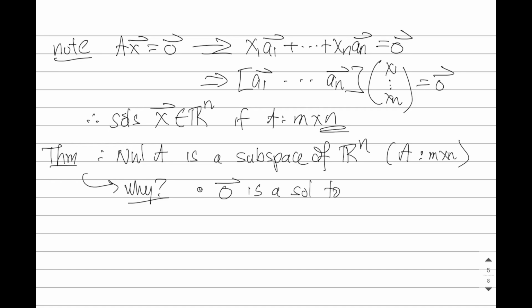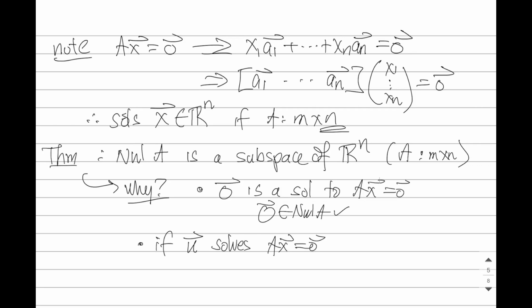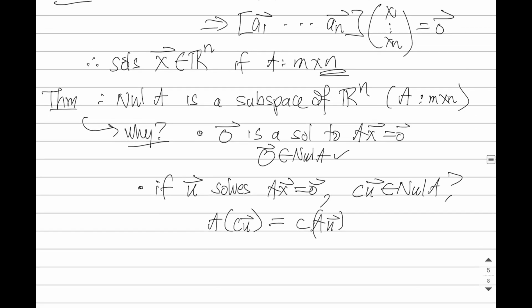Why? The vector 0 is a solution to Ax = 0, and that means 0 is in the null space of A. The trivial solution is always a solution to the homogeneous system. If u solves Ax = 0, then when I take some multiple of it, is that in the null space? It is, and that's because of linearity. I can take that constant out, and I know that if u is a solution, this is going to be 0, and that's going to end up being 0.